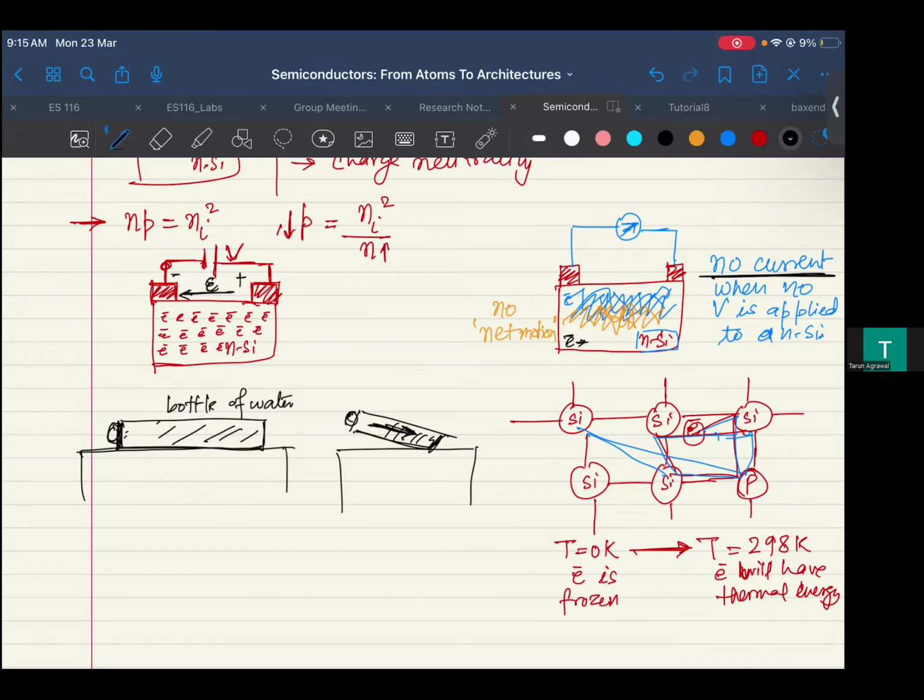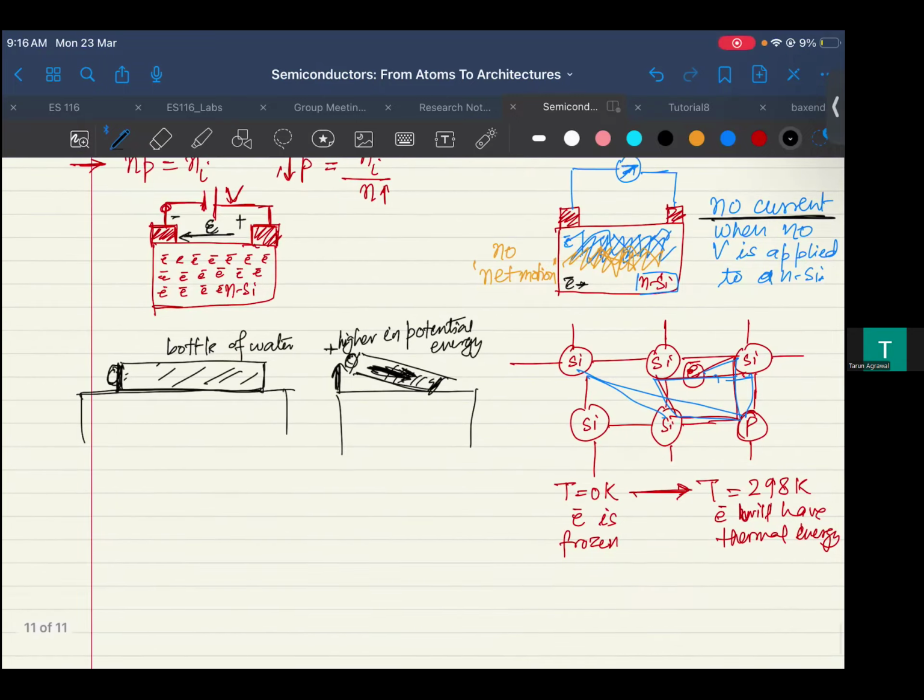First thing is, you make this point higher in potential energy, and this point is lower. That means there is a net potential energy difference between these two points. Because of this slanting, there is a force applied to the water on this side, because there is a change in the net potential energy. This is exactly what is happening to the electron there.